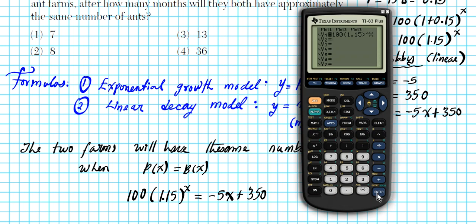And then for Bobby's linear decay scenario, we have negative 5x plus 350. All right, now we're going to graph it. So we hit graph. What we're looking for is the intersection of the two graphs, okay? So we see that BZ symbol there, it's gone. So the two graphs have been plotted.